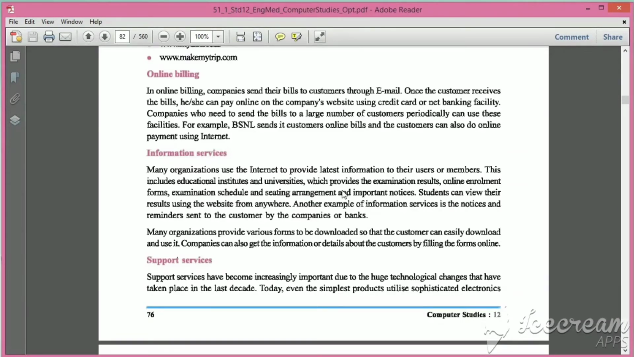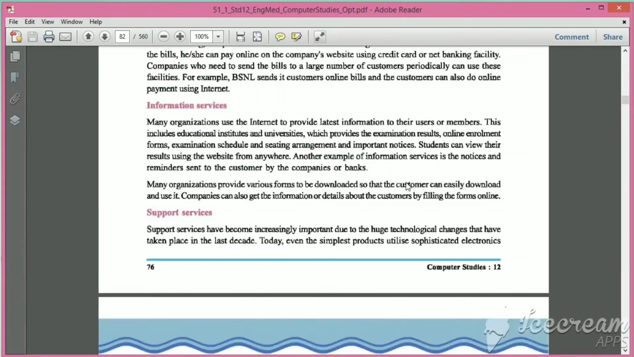Then you can see your result. Then you can fill the form online with the help of this website. Many organizations provide various forms to be downloaded so the customer can easily download and use them. Companies can also get detailed information about the customer by filling the forms online.